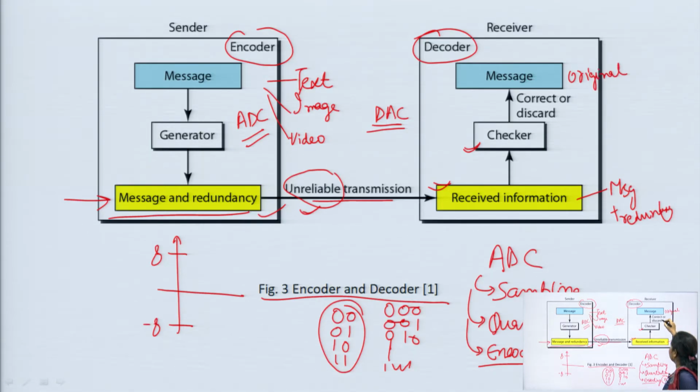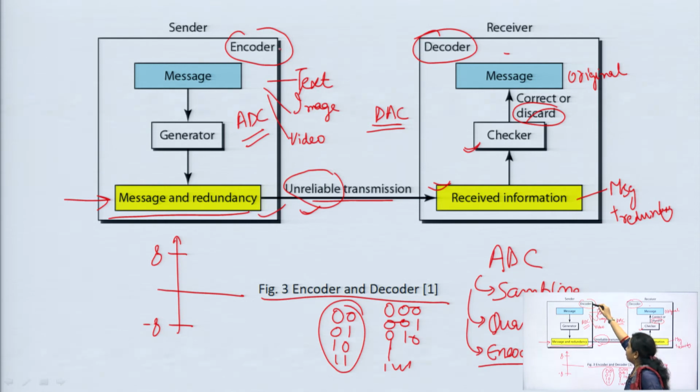If it is correct, then you give it to the message, and if it is not correct, then you have to discard it. This is a very simple form of error checking, error detection. There is no error correction option available in this diagram, because if an error has occurred, then you have to resolve that particular error; you do not have to discard that information. So this is the case for the receiver side. This is the encoder and decoder diagram. Let me explain once again: this is at the sender side, this is at the receiver side.